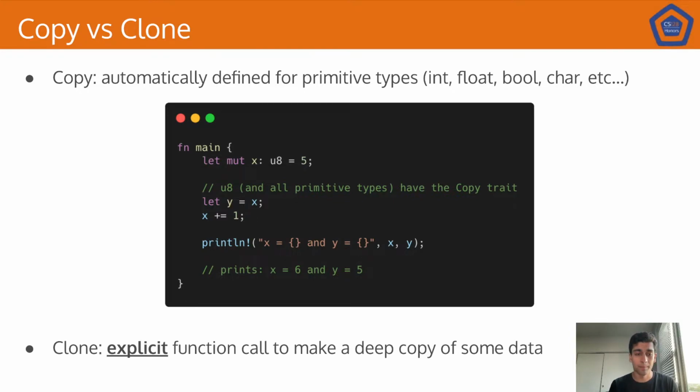Okay. So there is this other thing called clone. So clone is this explicit function call to make some deep copy of data. So what does this mean? Well, when we have some type that does not implement the copy trait, we need to be explicit and say .clone if we want to make a deep copy of it. So you'll notice here, we're making a deep copy of a primitive type, and that's valid because it implements the copy trait. But if we want to copy some non-primitive type, say a string, or your own struct, or your enum, we have to use this clone feature.